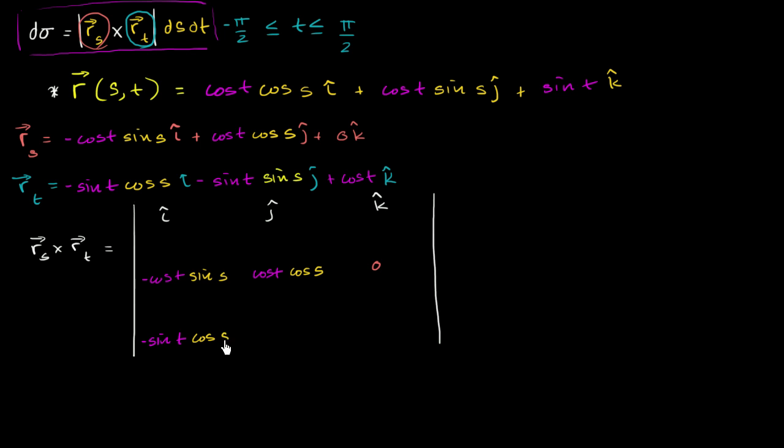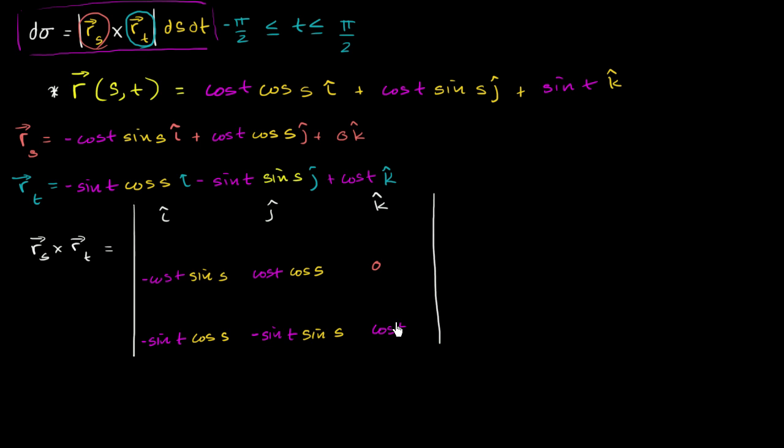And I encourage you to do this on your own if you already know where this is going. It's good practice. Even if you have to watch this whole thing to see how it's done, try to then do it again on your own, because this is one of those things you really got to do yourself to really have it sit in. Negative sine of t sine of s, sine of s. And then finally cosine of t.